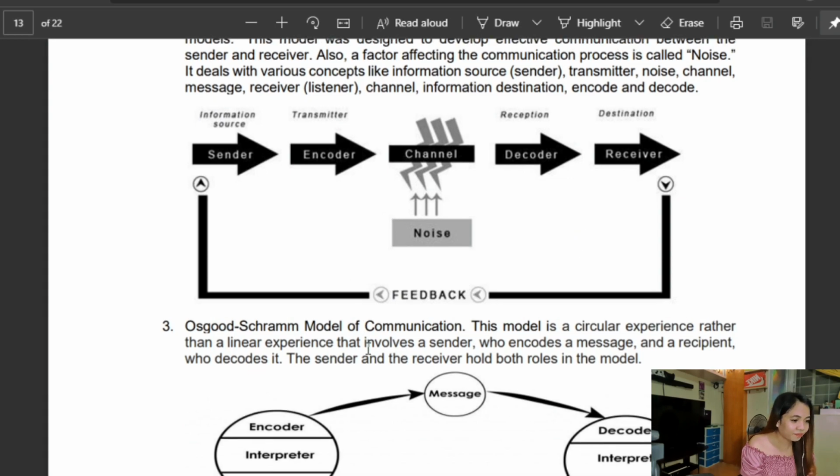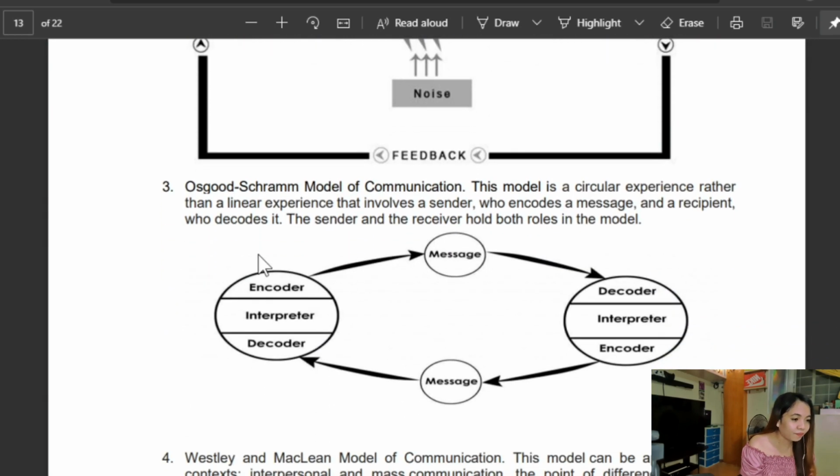feedback. Okay, next is we have the Osgood and Schramm model of communication. So this model is a circular experience rather than a linear experience that involves the sender who encodes the message and the recipient who decodes it. The sender and the receiver hold both roles in the model. So let us try to interpret the model.